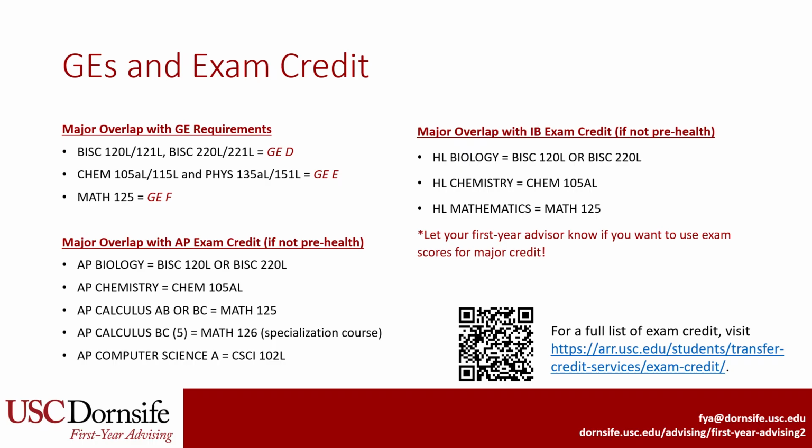A score of 4 or 5 on AP Computer Science A can give credit for Comp Sci 102, which, while not listed as a formal requirement for the major, is a prereq for one of the programming requirement options in the major. Similarly, IB exams with scores of 5, 6, or 7, if you are not pre-health, can be used to fulfill the BISC, Chem, and Math requirements for the major listed here. Note, these exam scores will not automatically satisfy major requirements. If you want to use your exam scores to satisfy these requirements, you need to let your advisor know so they can make the substitutions on your STARS report. For a full list of exam credit at USC, visit the link on this slide that also includes information on A-level exam credit.